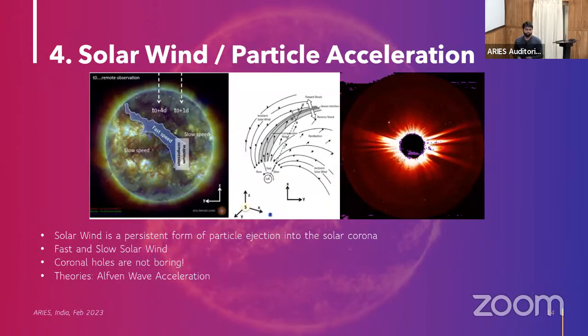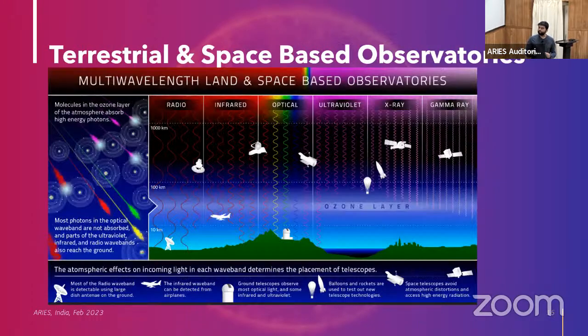And the solar wind. Solar wind is basically a persistent release of particles into the solar corona. This is ubiquitous, it takes place all the time. And as I said, there are fast and slow winds, depending on the places where they originate. Coronal holes are not boring just because they're dim; they provide the fast solar wind. We don't fully understand why the fast solar wind comes, and there are lots of theories open in exploration, some promising candidates for this. So that's a brief overview of the solar eruptions.